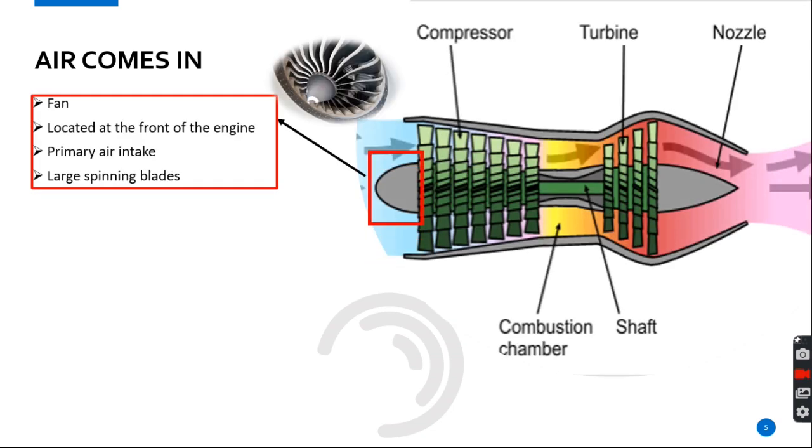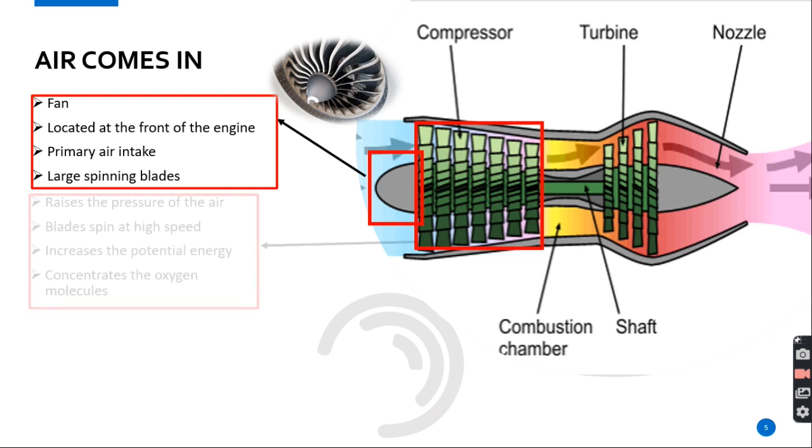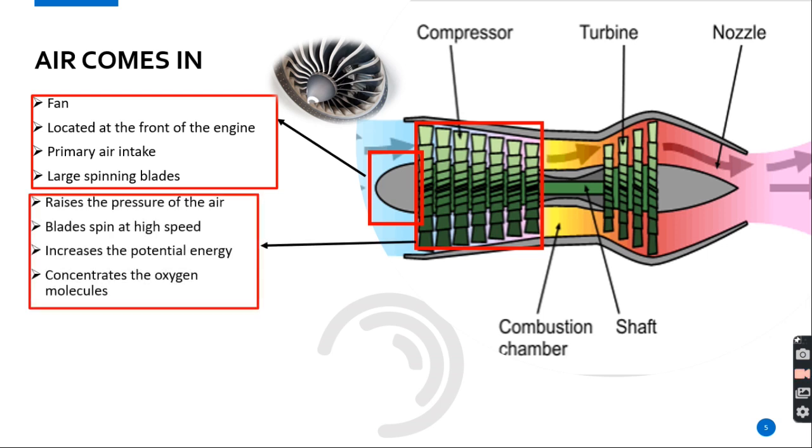The fan. The fan is located at the front of the engine and is the primary air intake. Large spinning blades suck in vast quantities of air. The compressor. The compressor squeezes the air drawn in by the fan blades, compressing it into a smaller volume and increasing the pressure. Compressing the air increases the potential energy and it concentrates the oxygen molecules for more efficient combustion in the next stage.